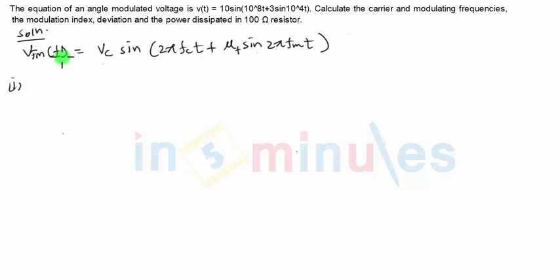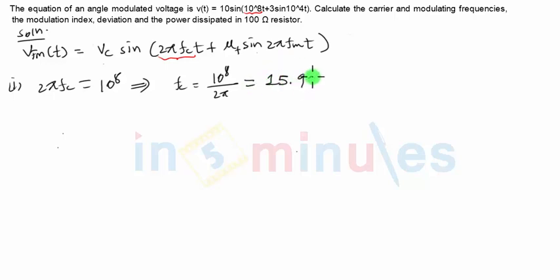The first thing that we have to find is the carrier frequency and modulating frequency. For that we will do a simple comparison of 2 pi fc with this coefficient of t. Coefficient of t in both the terms will be compared. So 2 pi fc is nothing but 10 raised to 8. This means fc will be 10 raised to 8 divided by 2 pi, and this will be equal to nothing but 15.91 megahertz. If you solve it, it comes out to be 15.91 megahertz.